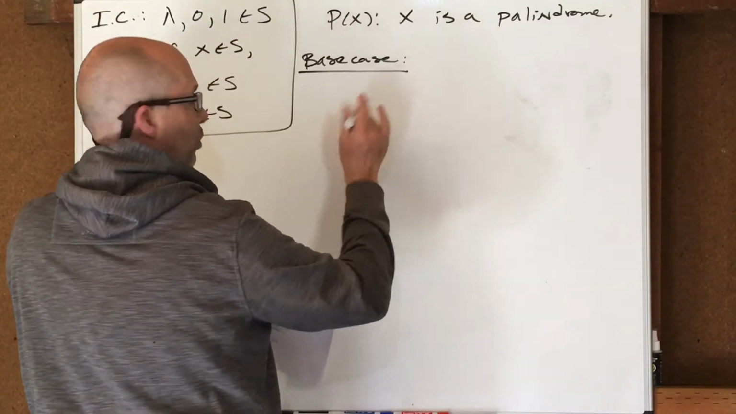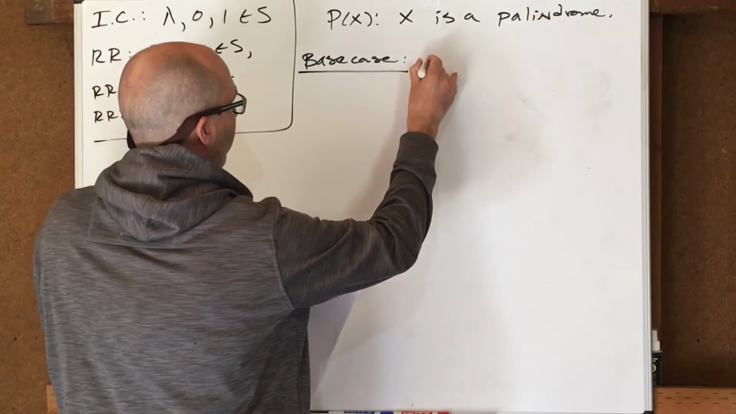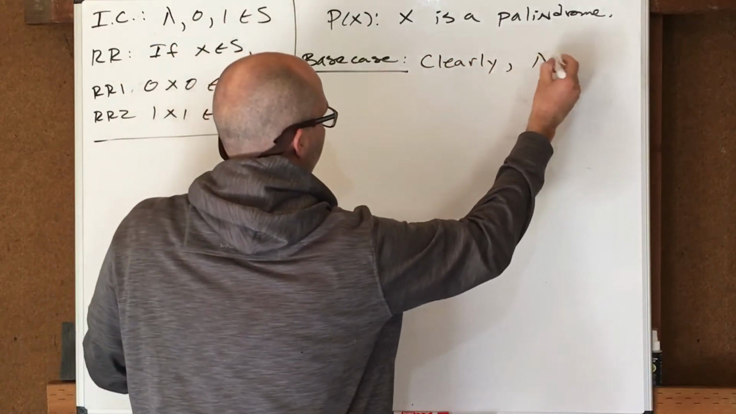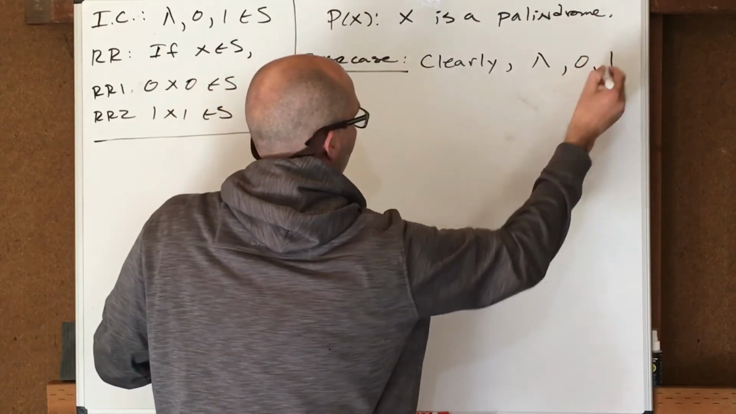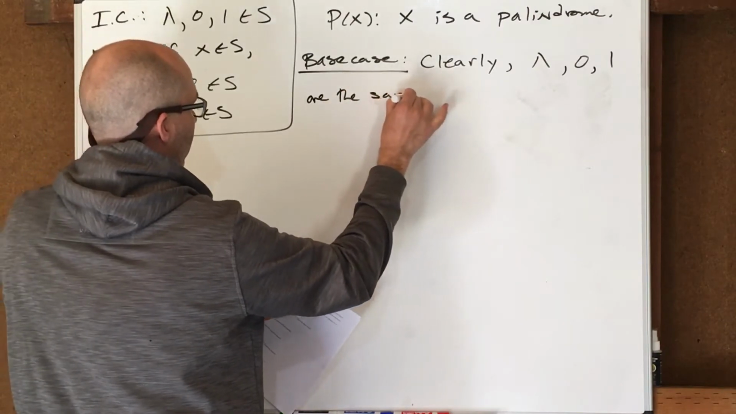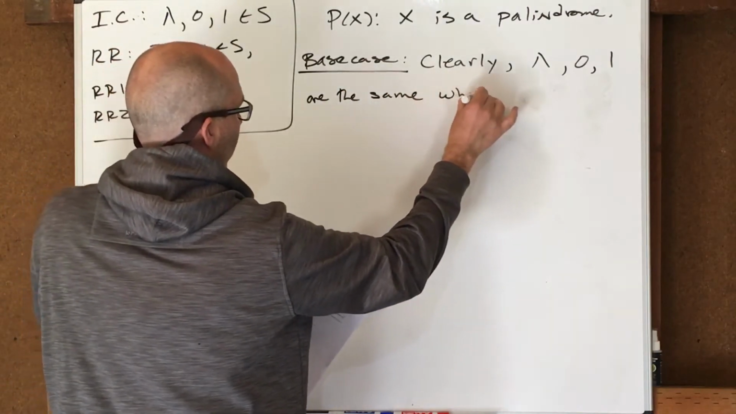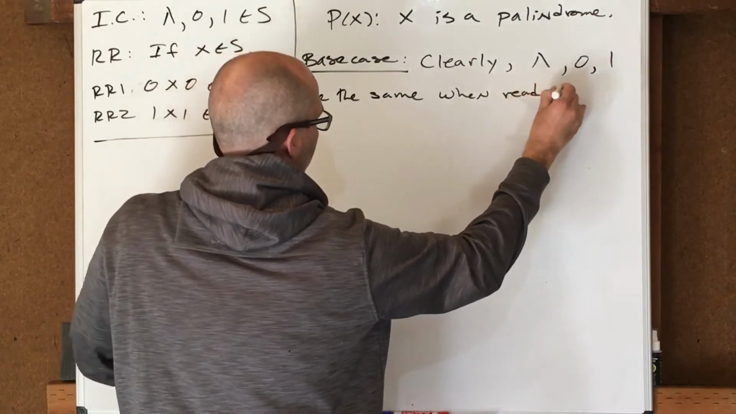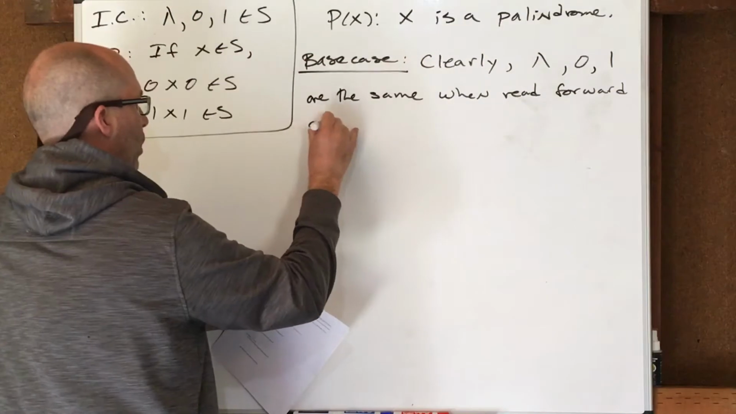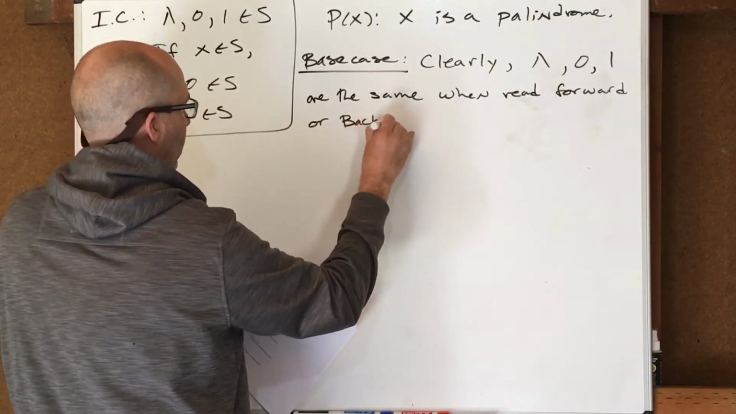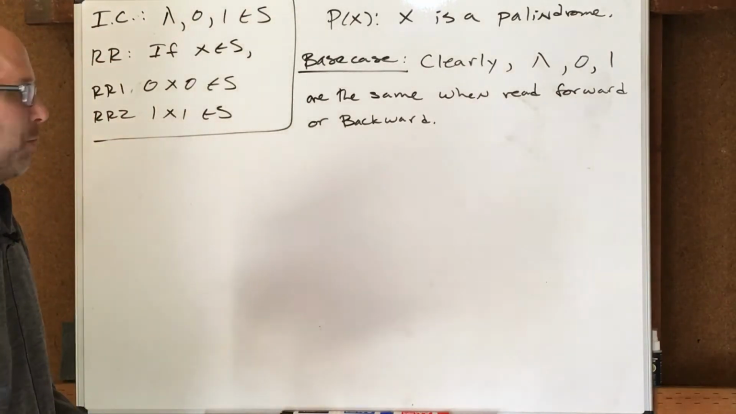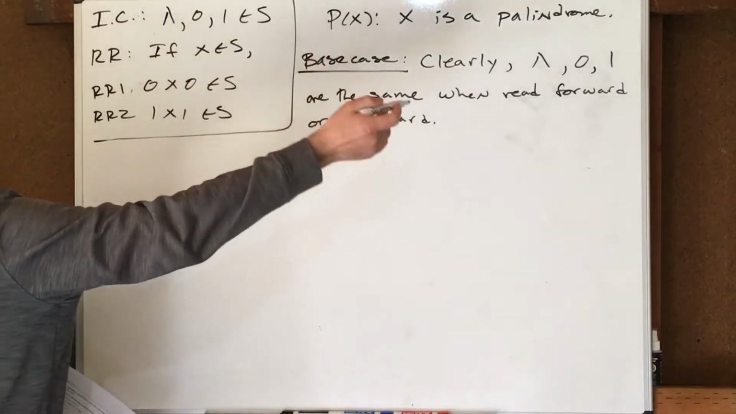All right, so this I think is rather clear. We can just see that clearly lambda, 0, and 1 are the same when read forward or backward. Okay, that's the proof of the base case. There's not much to say, right?